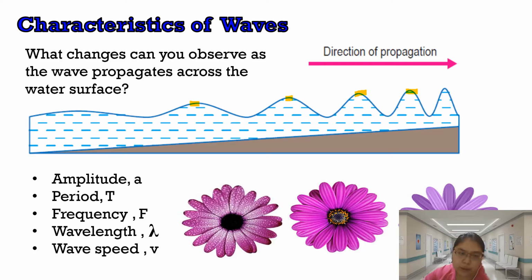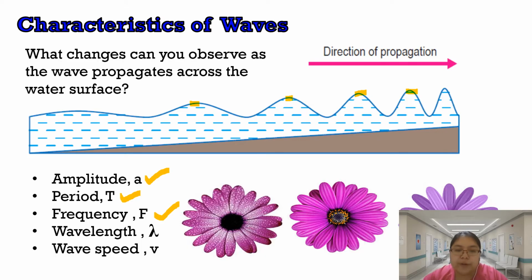So from here, we need to know 5 physical quantities for the water wave. For example, water wave, sound wave, also like this. We need to know the 5 physical quantities to do the calculation for how the wave travels. First one is the amplitude. Number 2 is the period. Period means the time taken. Then frequency. Frequency means how many times you vibrate in 1 second.